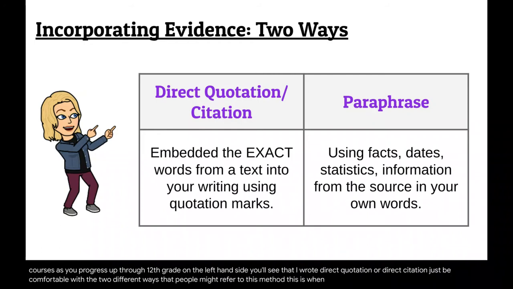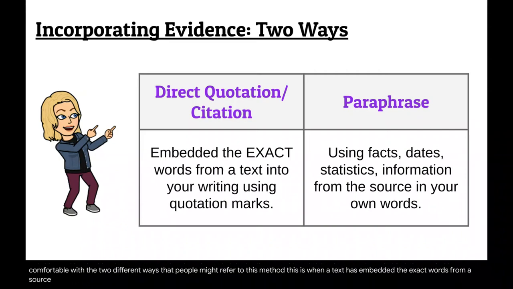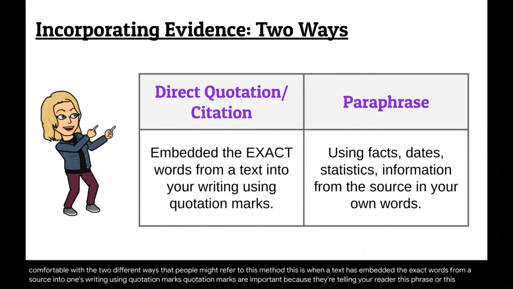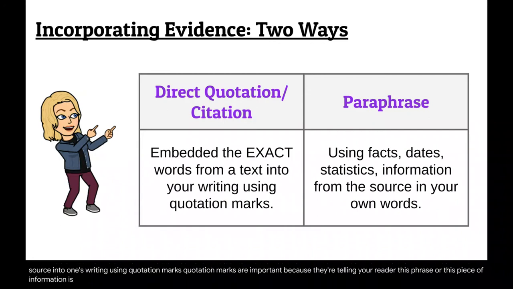This is when a text has embedded the exact words from a source into one's writing using quotation marks. Quotation marks are important because they're telling your reader this phrase or this piece of information is exactly as it is found in the source that I'm referring to. Why would someone use direct quotation, you wonder?